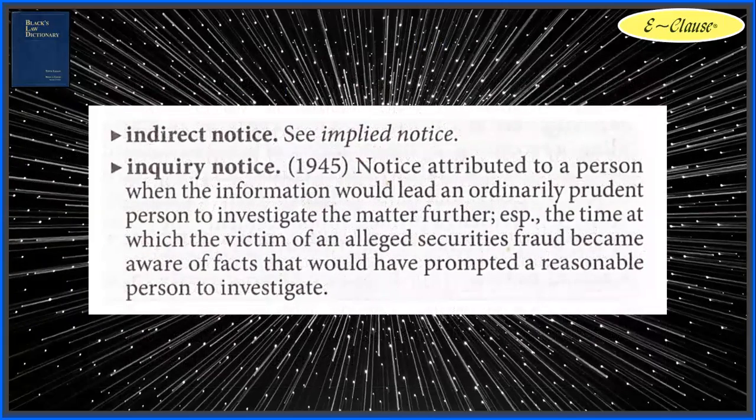Moving on. An inquiry notice. You're going to get a lot of these from me. These are generally referred to as a parliamentary inquiry or some other request for information will be attached to this notice. So if you get an inquiry notice from me, chances are I'm doing some oversight or I'm auditing you for some reason. So this is a notice attributed to a person when the information would lead an ordinarily prudent person to investigate the matter further at the time at which the victim of an alleged securities fraud became aware of facts that would have prompted a reasonable person to investigate.